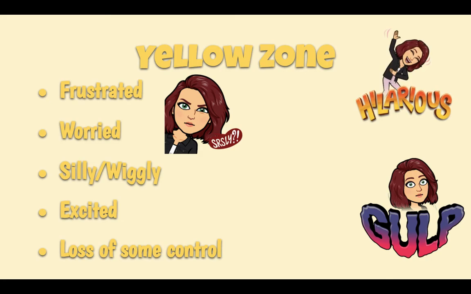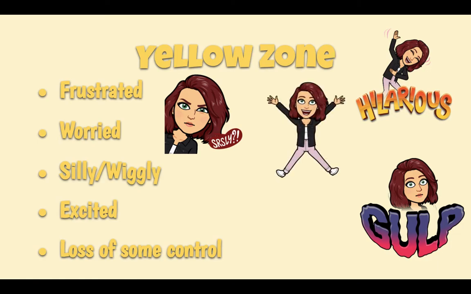Silly, wiggly: you're having a hard time kind of focusing, you're laughing, you're having a good time. Excited: you're really excited, whether you're excited to be at school or excited to go somewhere, see somebody, you're feeling excited. And then also loss of control.